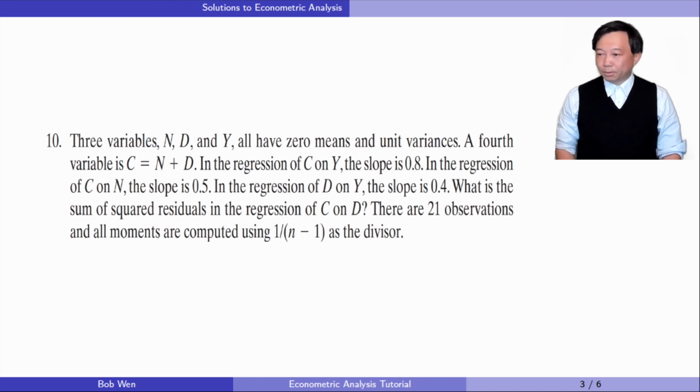Here is exercise 10. We note the sample variances of the variables N, D, and Y. They are 1. We also have their sample means of 0. The sample size is 21. The question is about the regression of C on D. We need to find the sum of squared residuals.